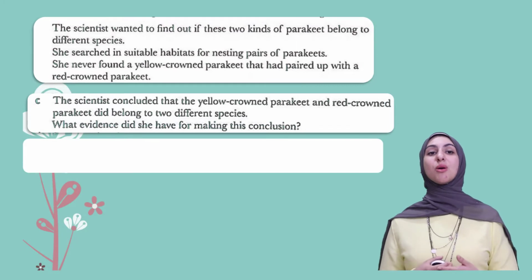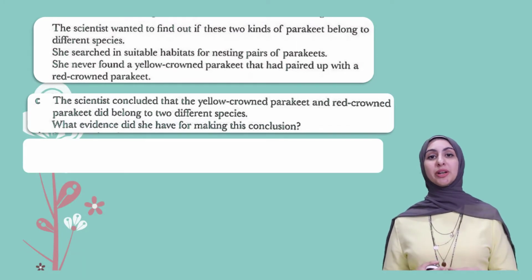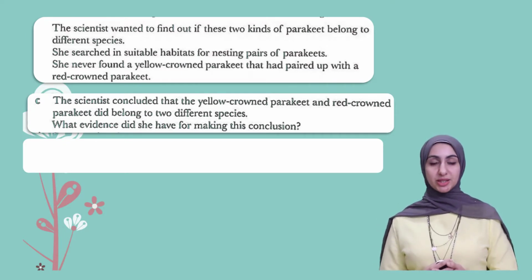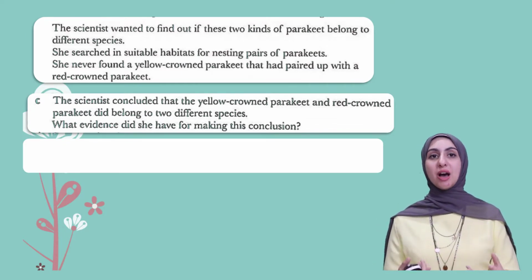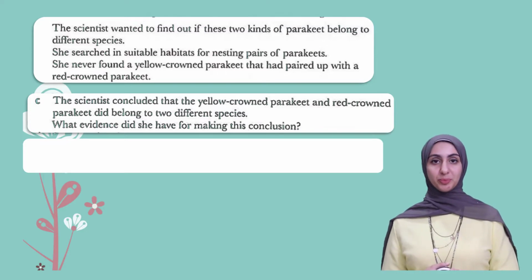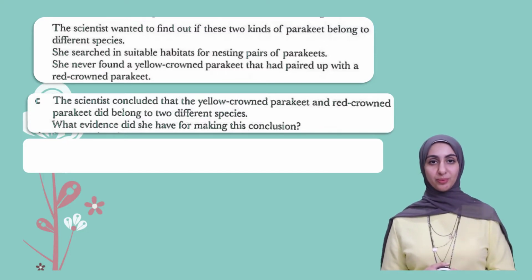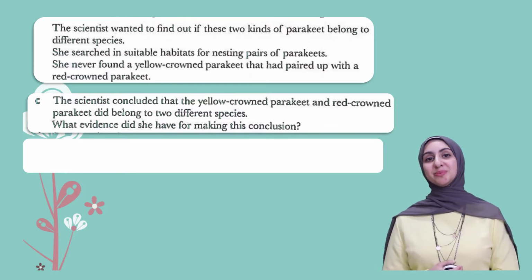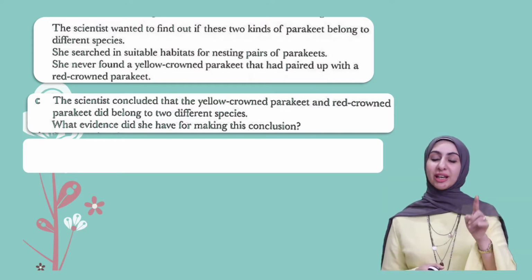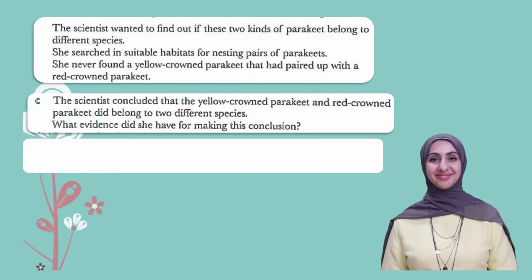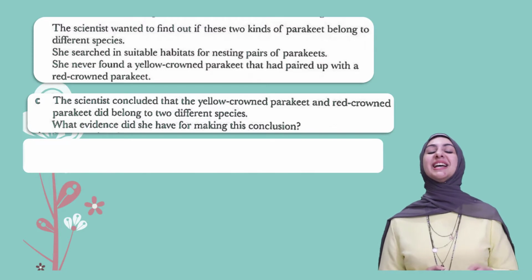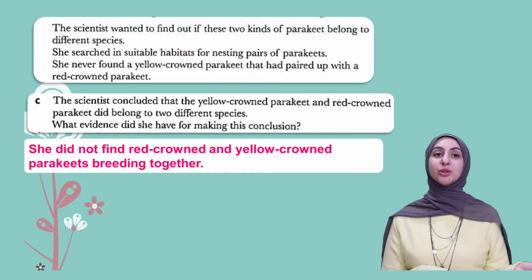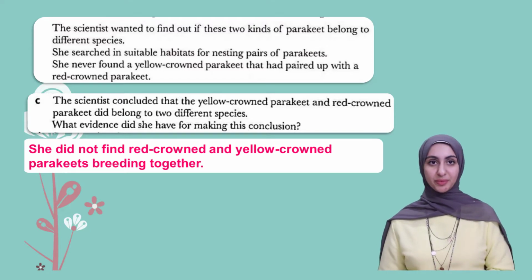Question C. The scientists concluded that the yellow-crowned parakeet and the red-crowned parakeet did belong to different species. What evidence did she have for making this conclusion? Think and read the paragraph carefully. You will get the answer. Yes, because she didn't find the red-crowned and the yellow-crowned parakeets breeding together.